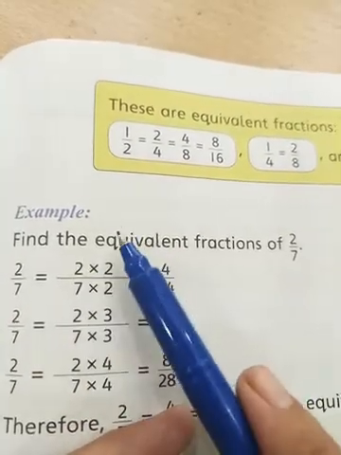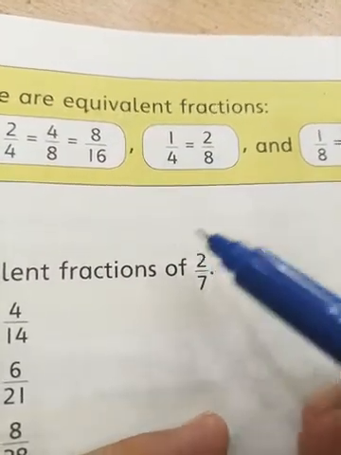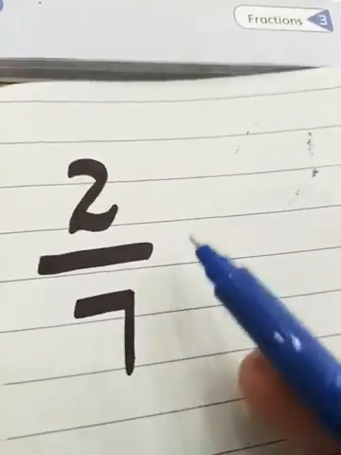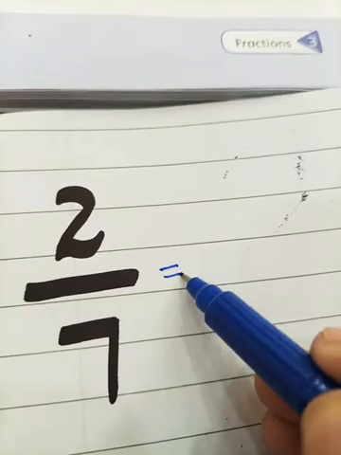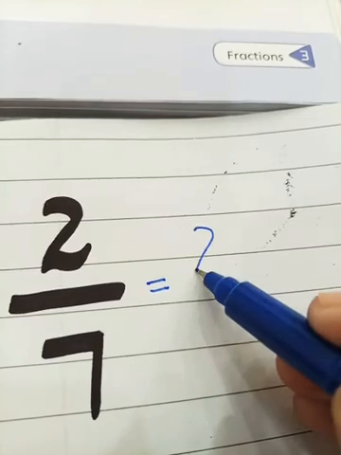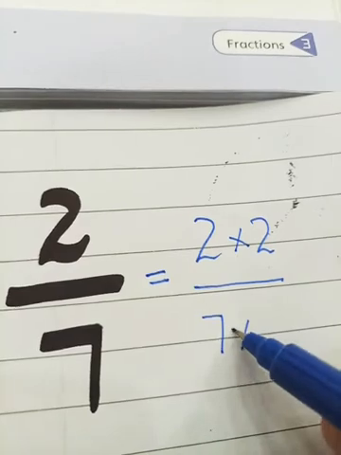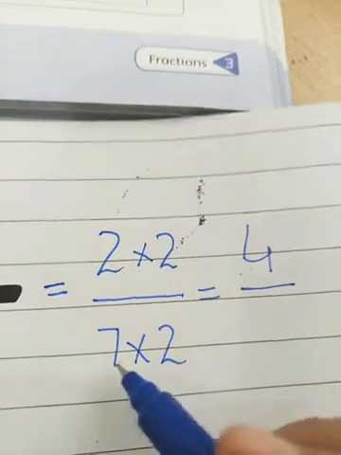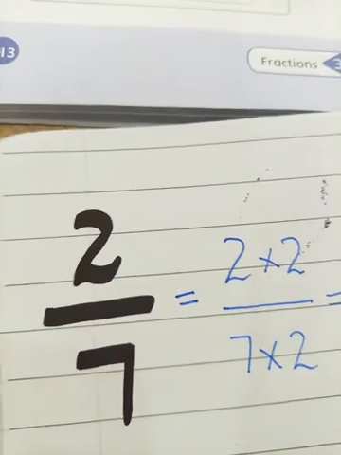Here we have an example for the equivalent fractions. You are going to find the equivalent fractions of 2 by 7. Let's find it out. Here is our question, 2 by 7. We are going to find the equivalent fraction for this value. So dear students, look at this. The numerator and the denominator should be multiplied with the same digit. Here I am multiplying the numerator with the number 2 and the denominator with the number 2 also. Okay students, look at this. 2 2s are 4 and 7 2s are 14. So students, 4 by 14 is the equivalent fraction for 2 by 7.